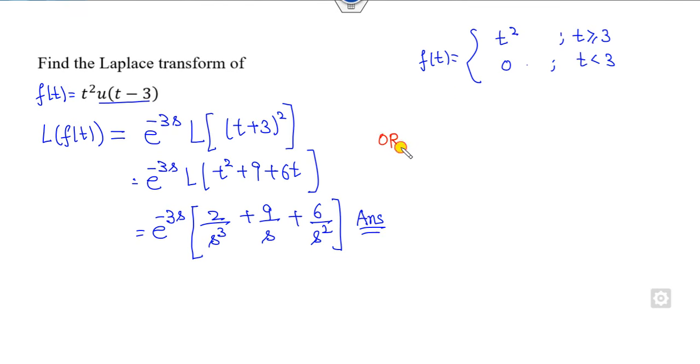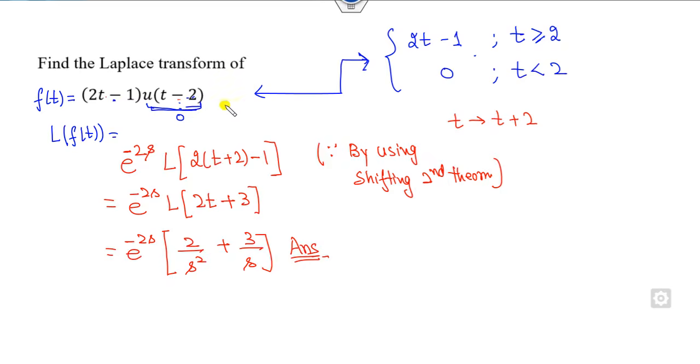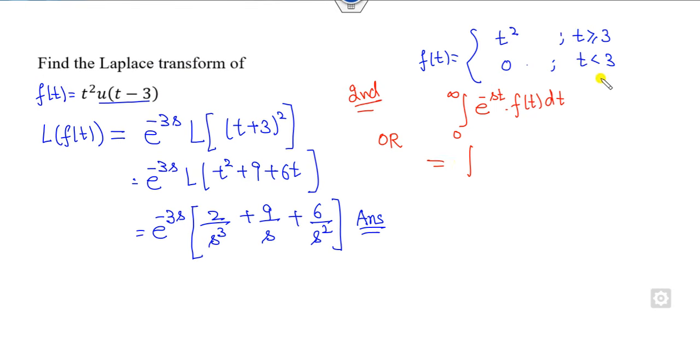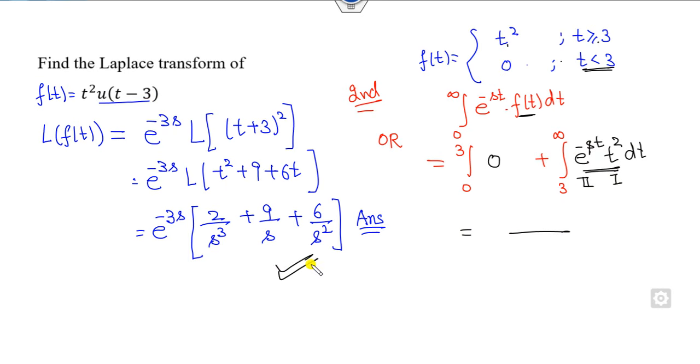Again, you can also solve the same problem by multiplying e raised to power minus st into f(t). This is the second method. Whatever I have explained in all these questions, you can solve each question by this second method as well. I can break this interval into 0 to 3 and 3 to infinity. When it's 0 to 3, the answer is 0. Whenever it's greater than 3, it will be e raised to power minus st into t square. Now you can integrate this by parts. This is my first function, this is my second, and after solving you will again get the same answer.